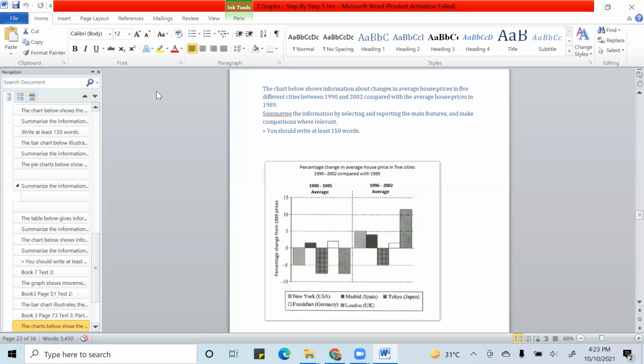Madrid has increased from where it last was, and Frankfurt has made a minuscule, small, but some sort of difference from what we saw. But then Tokyo, I think, hasn't managed to catch up because it's still in the minus. It was below -5, but now it stands at -5.